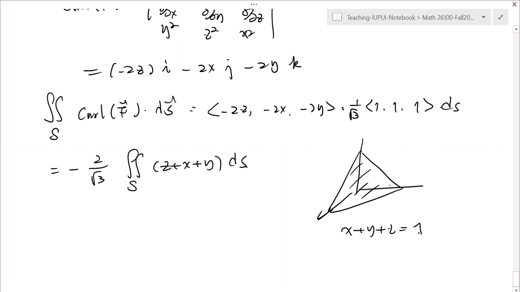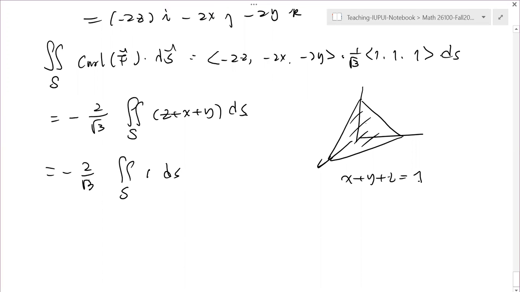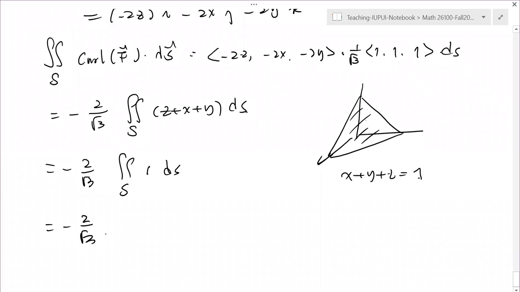If it's a general surface, you have to find the parametrization to evaluate the surface integral, but here we're just lucky. This is determined by the equation, so the value of z plus x plus y on the triangle is always equal to 1. That's why this integral is just the area of the triangle.